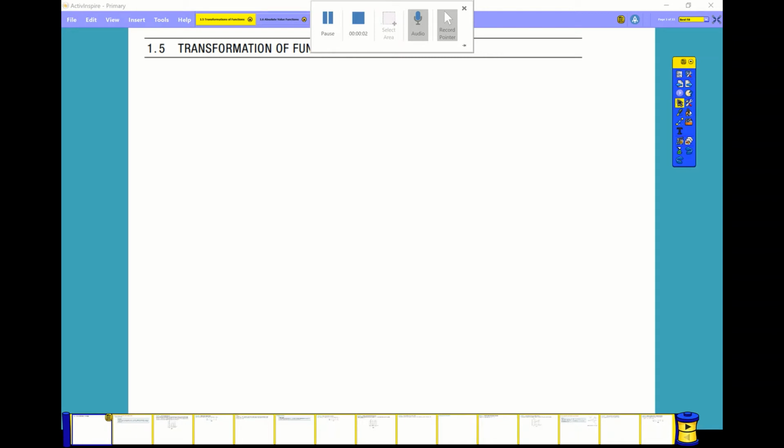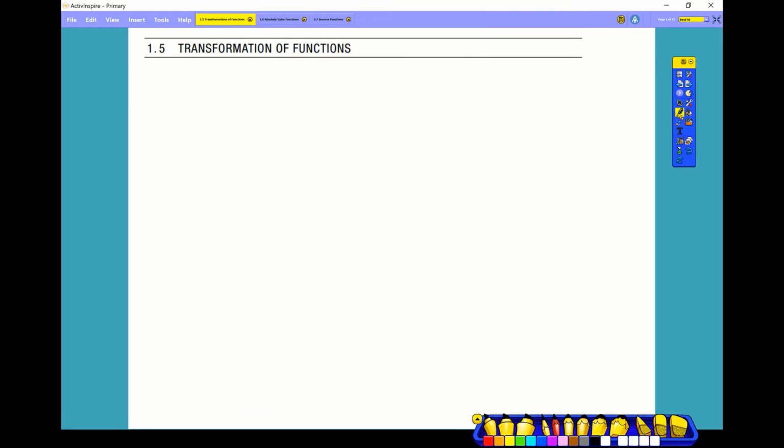Welcome back to Unit 1, Section 5, Transformation of Functions. So, what is a transformation, you might ask? Well, that's a good question. A transformation is anything that changes one of those toolkit functions that you have.